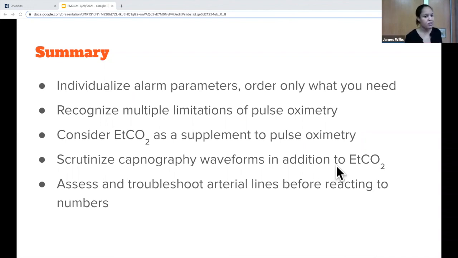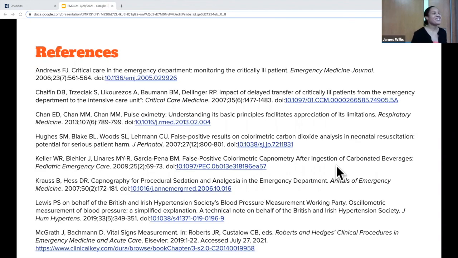And finally, if you're using an art line, think about how to assess and troubleshoot it before you immediately respond to a number. Look at your waveforms, and if you're not sure exactly how to troubleshoot it, just ask someone or Google it. But before you start futzing with the amount of Levophed or vasopressin you're giving, make sure that you troubleshoot it. These are my references, and thank you so much to the CCM team who got me through this.